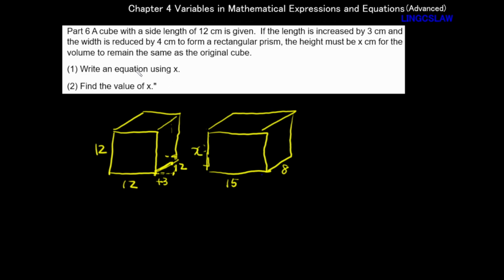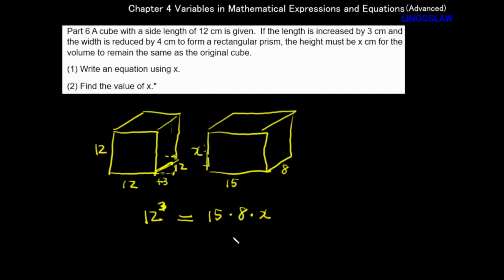So you can write this equation. The original cube's volume is 12 to the power of 3. And this rectangular prism's volume is 15 times 8 times x. So if you solve this equation for x, you can get x.